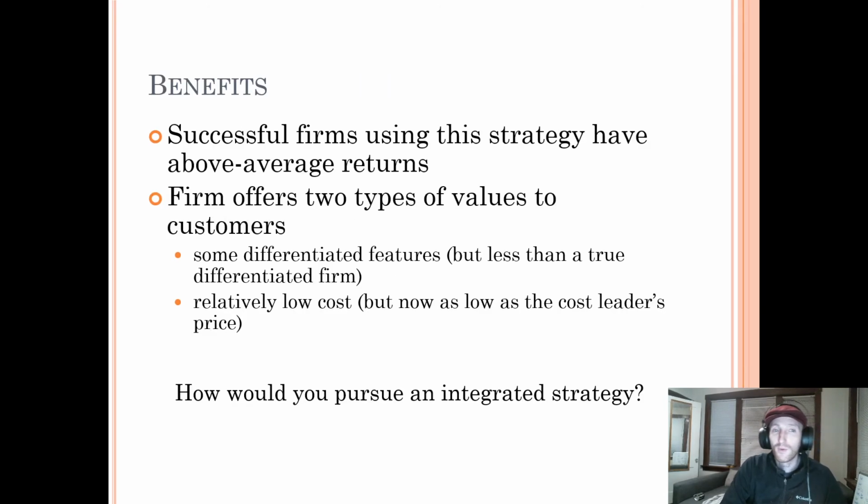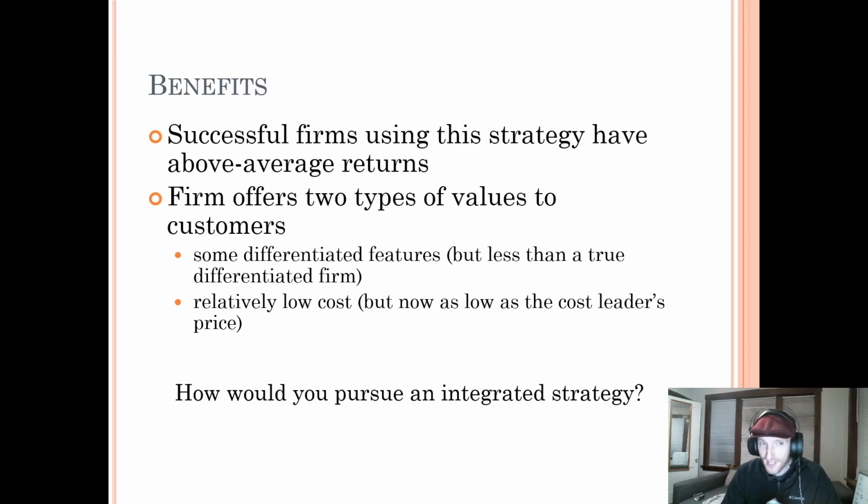Although, with all of the benefits here, if you're pursuing this particular strategy, you're essentially offering two types of value to your consumers. You have a lot of differentiated features, but it's also relatively low cost. You're not as low as the cost leader's price, but people are still willing to pay for your goods because of that added differentiation. All right. So same question, how would you pursue an integrated strategy for your firm? Something for you to think about.